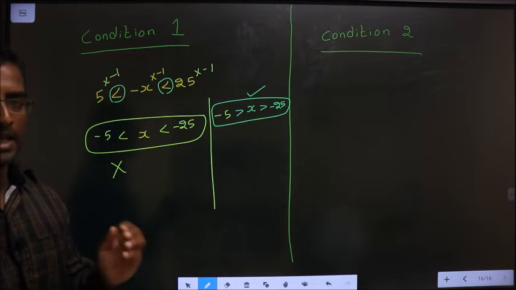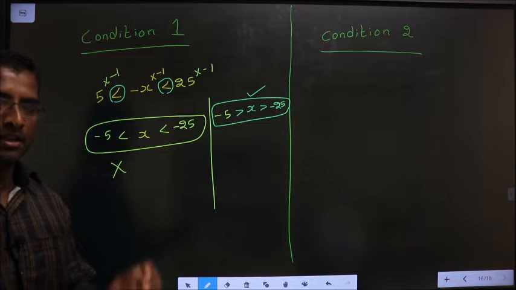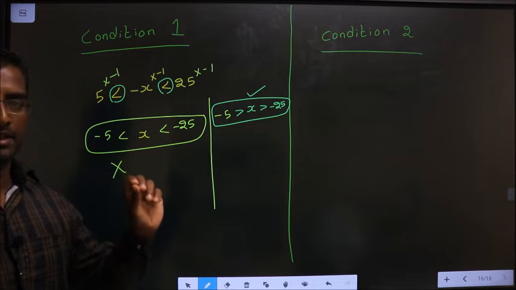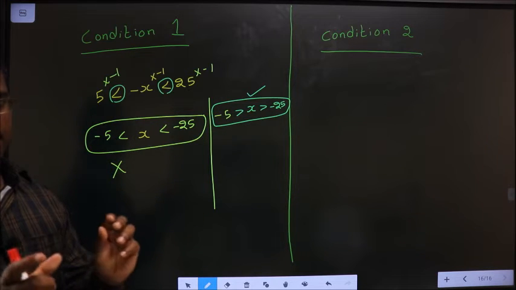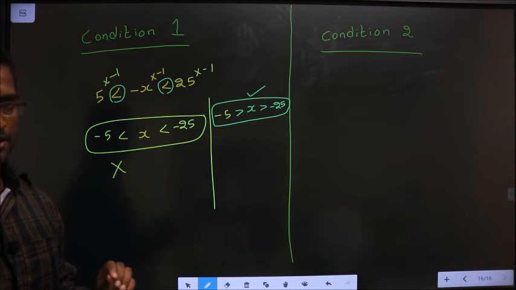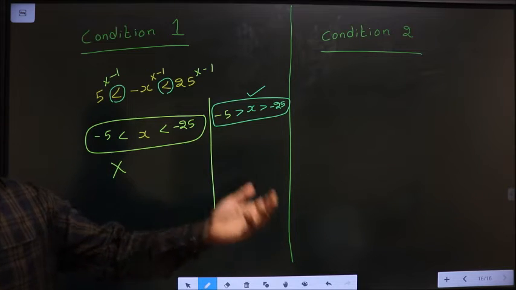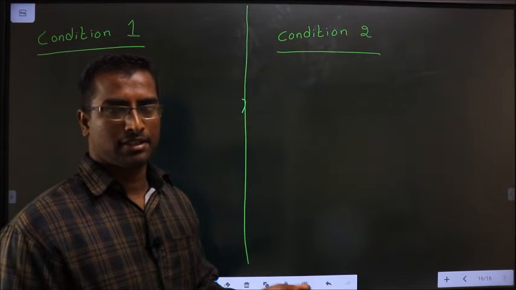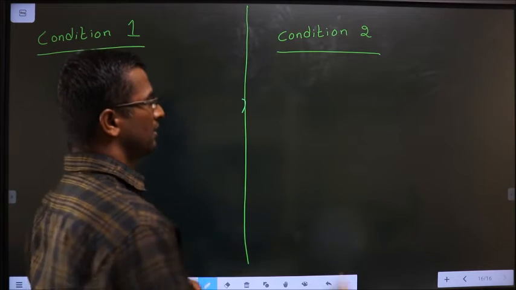Clear? I am stressing on this. Inequality multiplying with negative number, the direction will change. Okay. Now we will look at the second situation. Second situation, see this example.